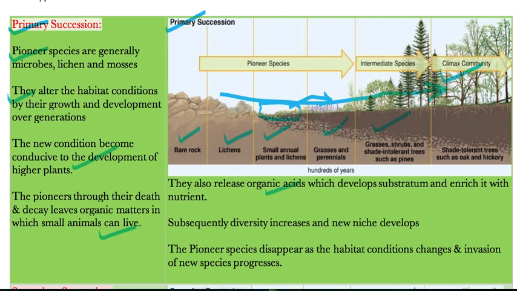Then subsequently diversity increases and new niches will develop. The pioneer species disappear as the habitat condition changes. As the habitat condition changes, they will not be able to cope with the new situation, and they will become extinct or disappear, and invasion of new species will progress. So this is what is called primary succession, wherein we start from bare rock and end at some sort of forest. Now come to secondary succession.